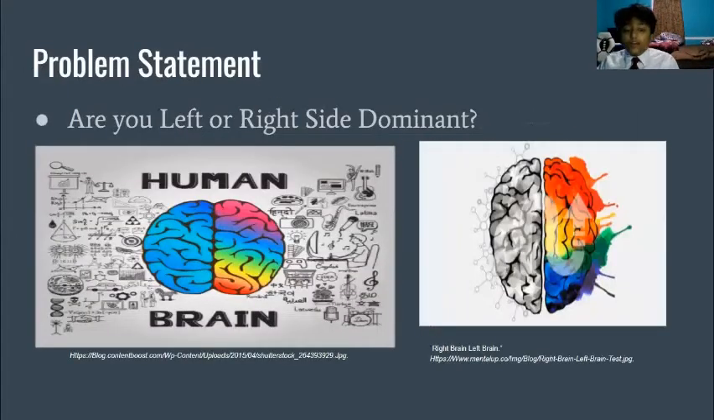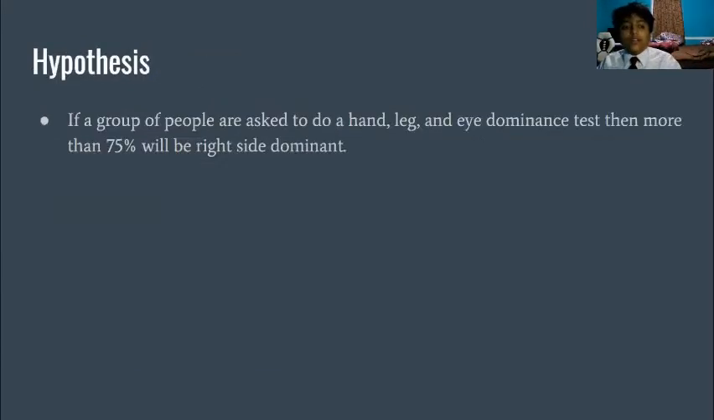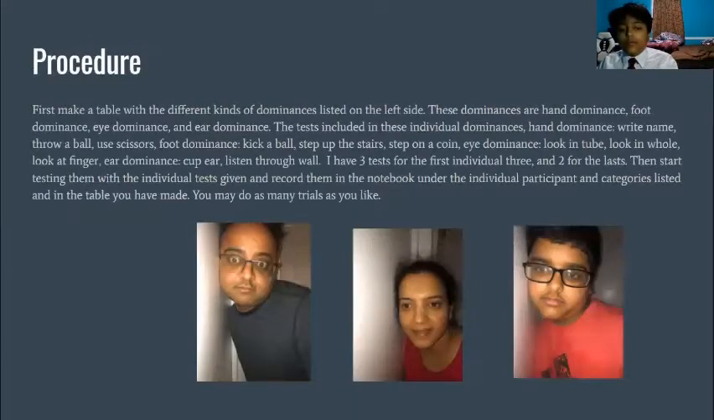Problem statement. Are you left or right side dominant? Hypothesis. If a group of people are asked to do a hand, leg, and eye dominance test, then more than 75% will be right side dominant.